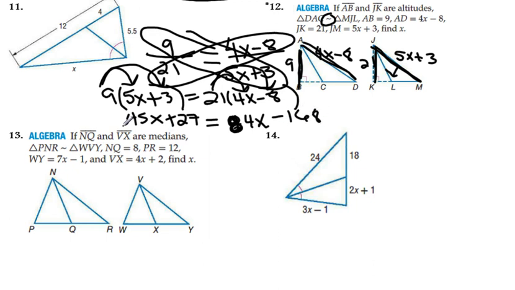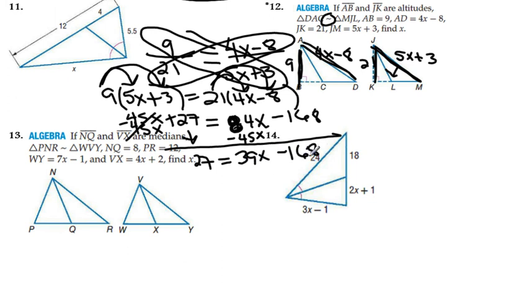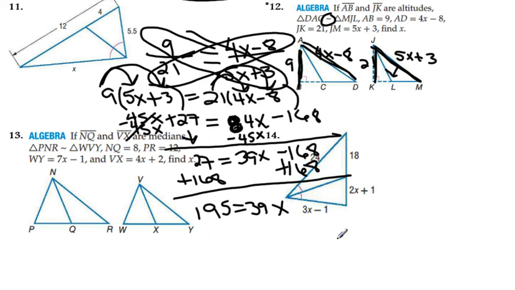I'm going to start by subtracting 45x from both sides. So I get 27 equals 39x minus 168. Then I'm going to add 168 to both sides of my equation. So I get 195 equals 39x. And then divide both sides by 39. So I then have x equals 5.